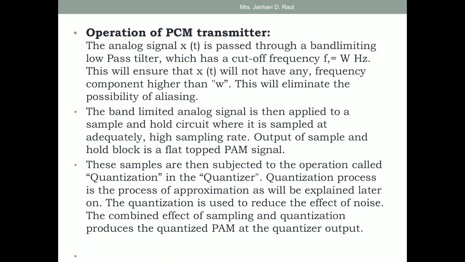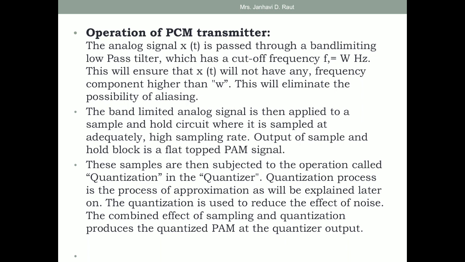The band limited analog signal is then applied to a sample and hold circuit, where it is sampled at an adequately high sampling rate. The output of the sample and hold block is the flat top PAM signal. These samples are then subjected to the operation called quantization, or the quantizer. The quantization process is a process of approximation, as will be explained later on. The quantization is used to reduce the effect of noise. The combined effect of sampling and quantization produces the quantized PAM at the quantizer output.